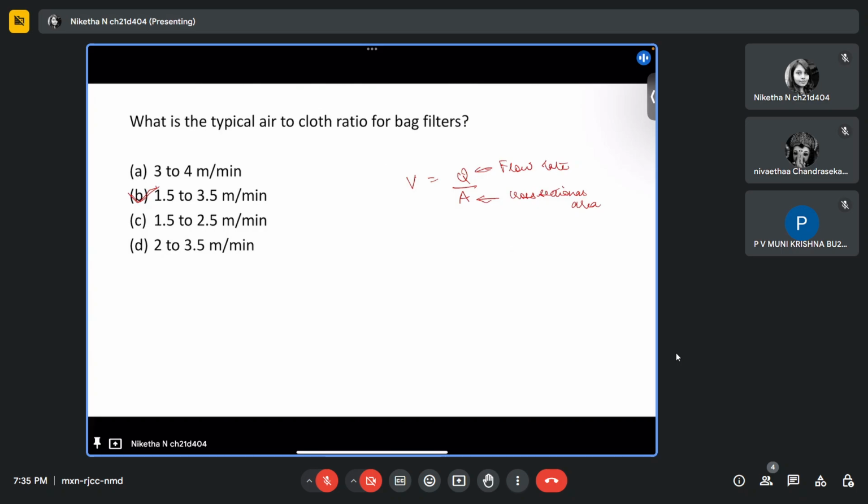So that should be in the ratio of 1.5 to 3.5 for bag filters typically.